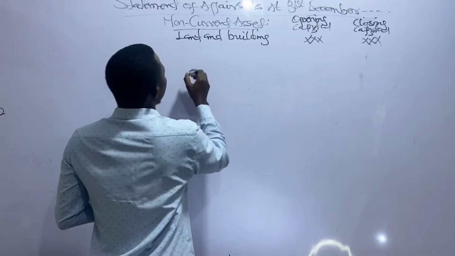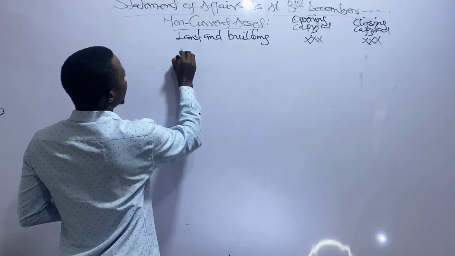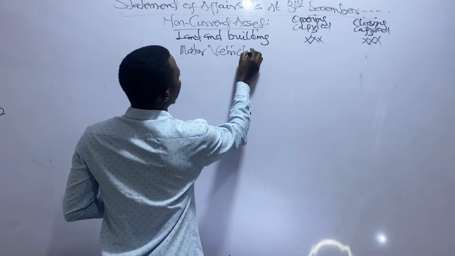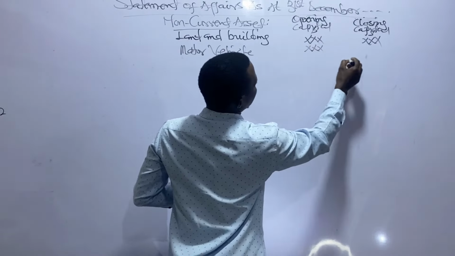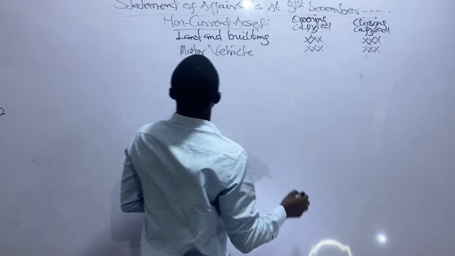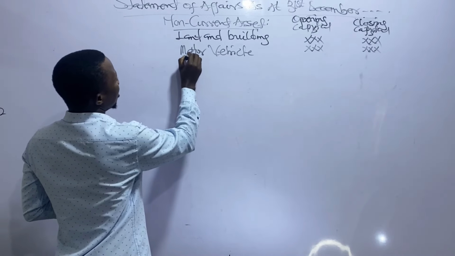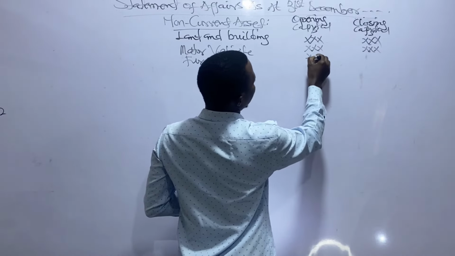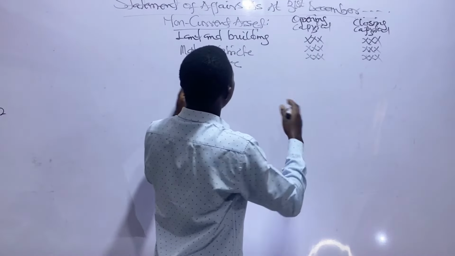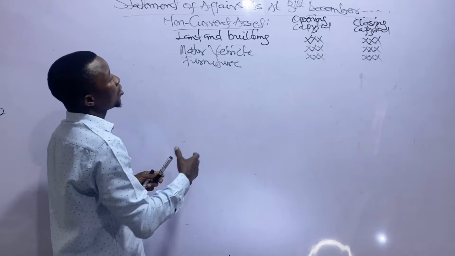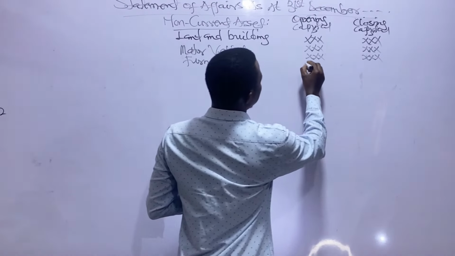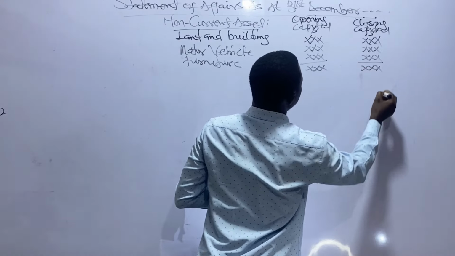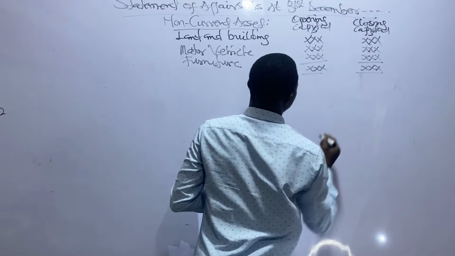So let's say land and building. Let's say we have motor van or motor vehicle. We bring it. Let's say we have furniture. Then we bring it. So you can mention as many as you can. Okay, good. So let's say these are all the non-current assets. Then you add the non-current assets. You underline it once. Good.